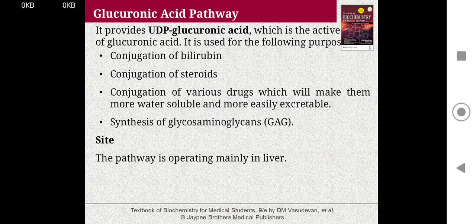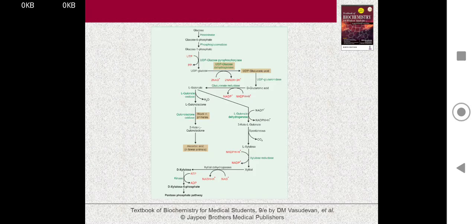Now, glucuronic acid pathway. It provides UDP glucuronic acid, which is the active form of glucuronic acid. It is used for the following purposes: conjugation of bilirubin, conjugation of steroids, conjugation of various drugs which will make them more water soluble and more easily excretable, and synthesis of glycosaminoglycans. Pathway mainly operates in liver.